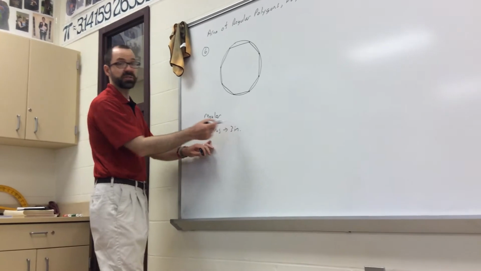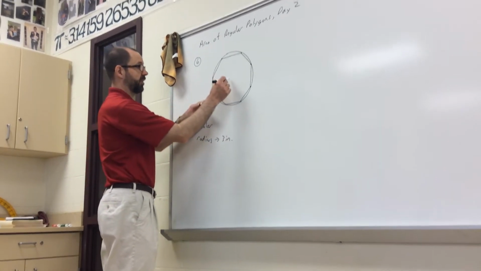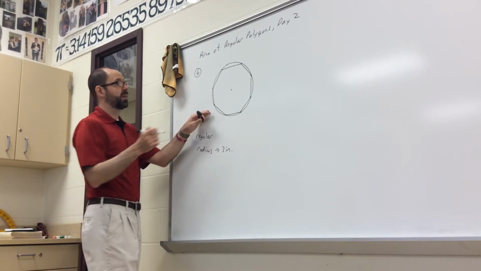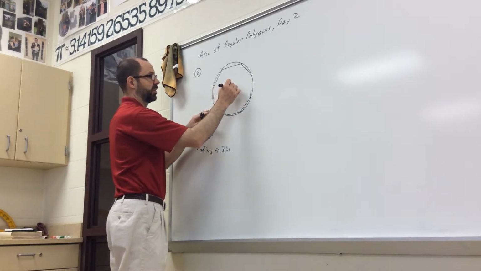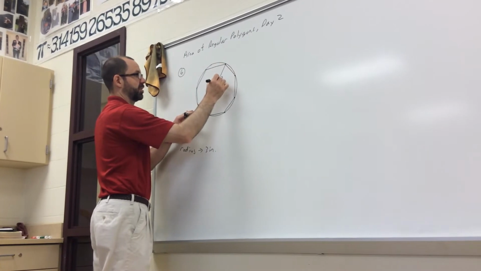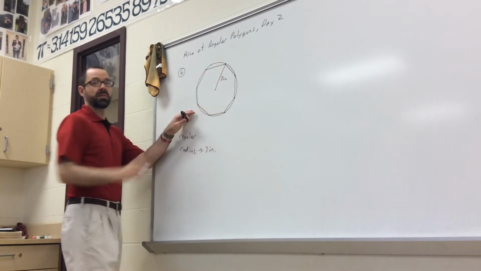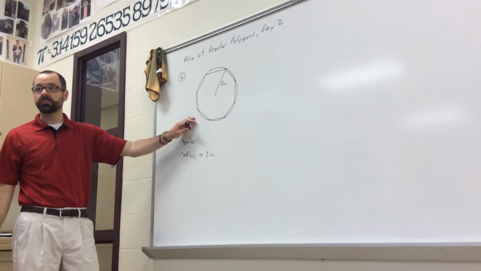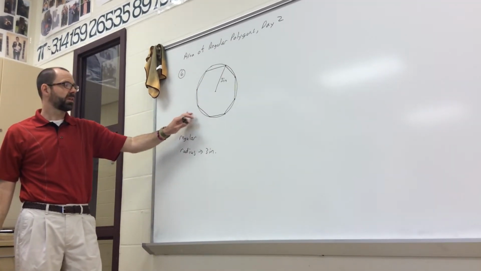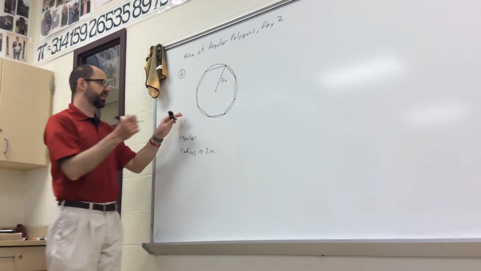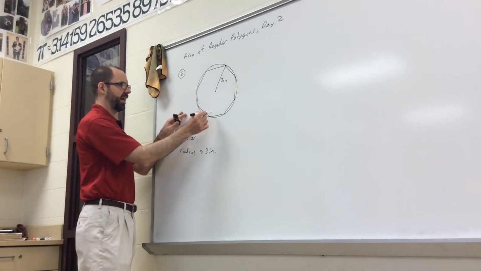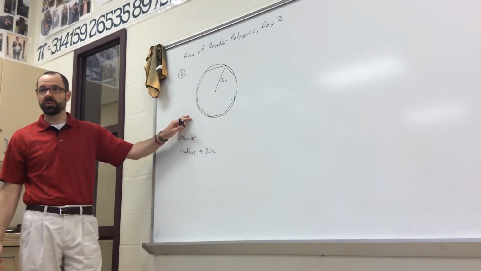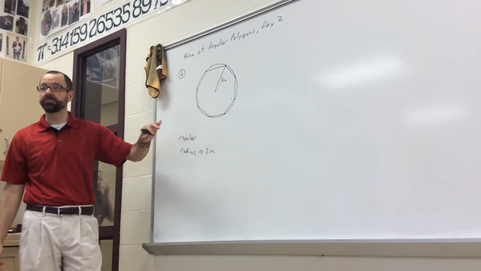So this radius is 3. I'm going to go ahead and draw in the radius. Here's the center of the circle and the center of the octagon. And then the radius would go to the edge of the circle. So that's 3 inches. What we need is this angle. We need to know how big these angles are before we can figure out the area.